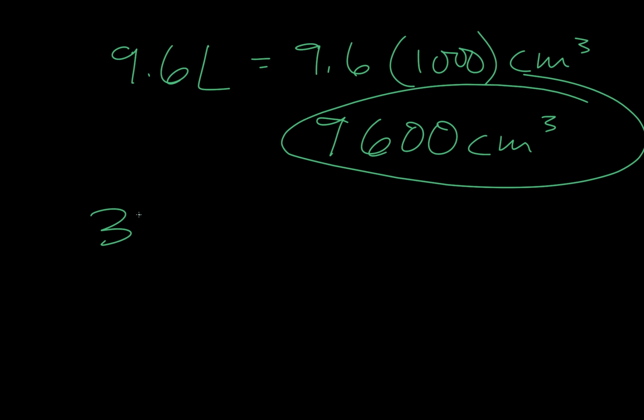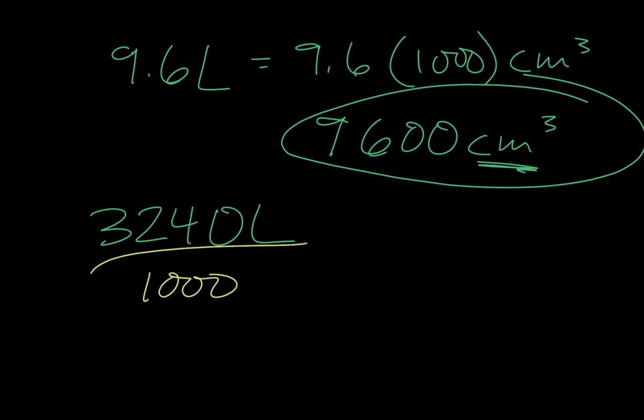Okay, now we have 3,240 liters, and this time they want us to go into meters cubed. Doesn't really tell us why. So we could do it the previous way and change it into centimeters cubed. Possibly because it's such a large number is the only thing I can think of. But if we want to go to meters cubed, we're actually going to have to divide by 1,000.